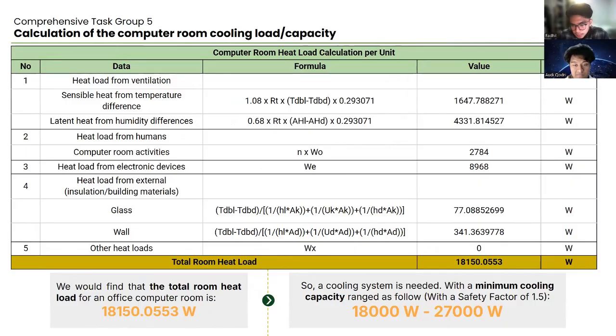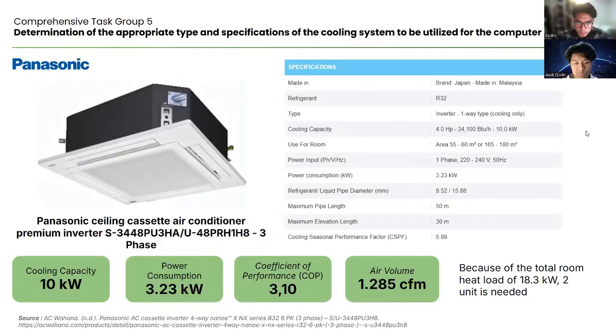This is the calculation table that we use for the computer room cooling load or capacity. The total room heat load is 18,000 watts. So for the cooling capacity, we need a minimum of 18,000 watts to 27,000 watts with a safety factor of 1.5.